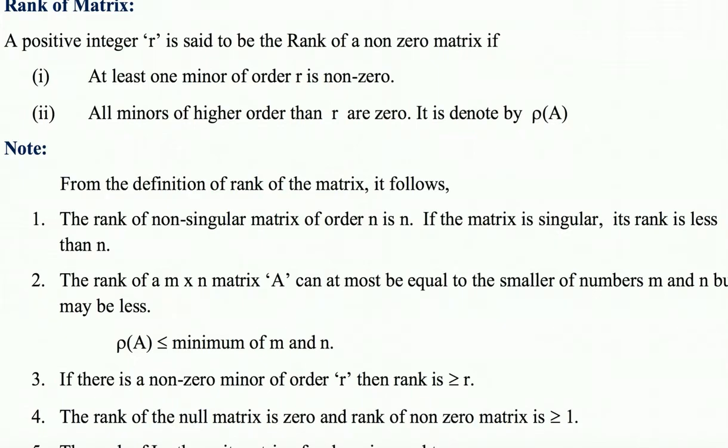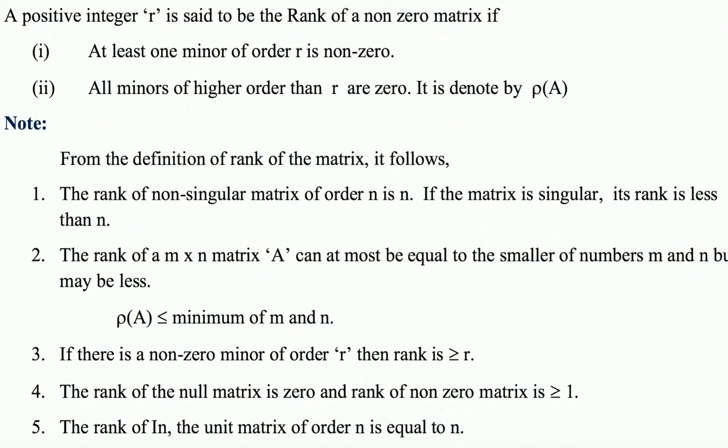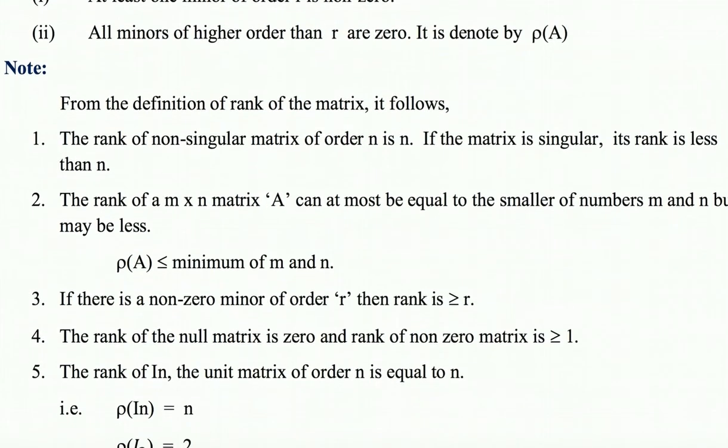Let's say you have a 3 by 3 matrix. A minor of a 2 by 2 matrix within that matrix is not 0, and the 3 by 3 determinant is 0. Then the rank will be 2. Let's say in the 3 by 3 matrix all the 2 by 2 minors are 0, but a 1 by 1 minor is not 0. So what is the rank? The rank is 1. It will be more clear when we look at the examples.